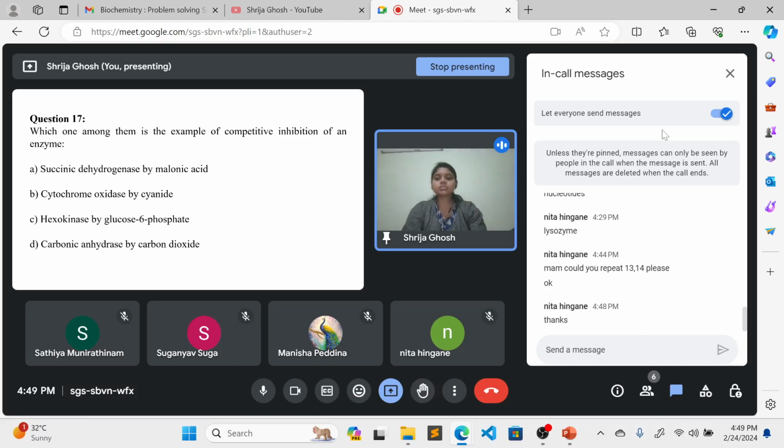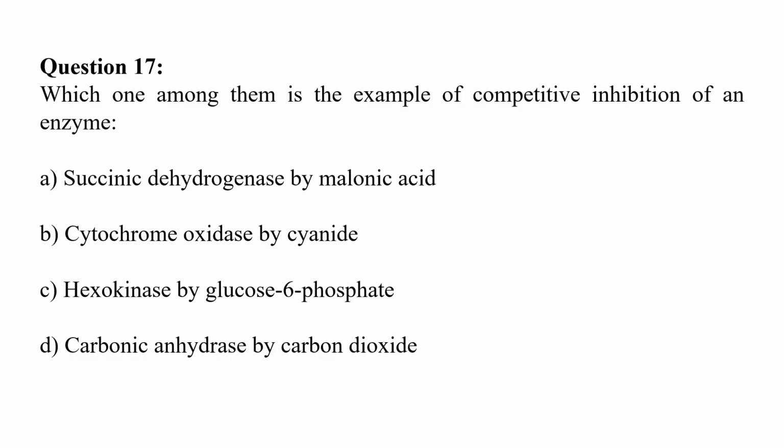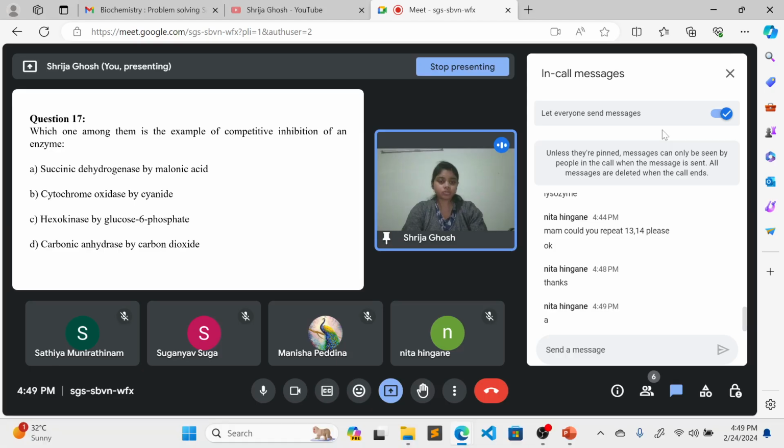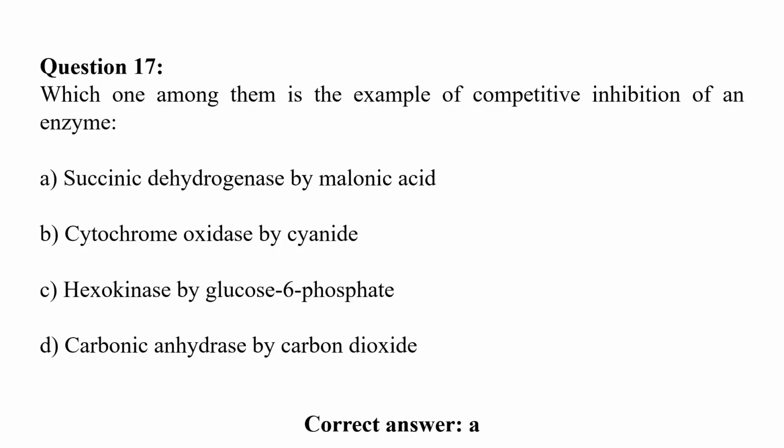Anybody knows the answer? Which of the following is an example of competitive inhibition? Succinic dehydrogenase by malonic acid, cytochrome oxidase by cyanide, hexokinase by glucose 6-phosphate, and carbonic anhydrase by carbon dioxide. Okay, option A. Yeah, very good. So option A is the correct answer.